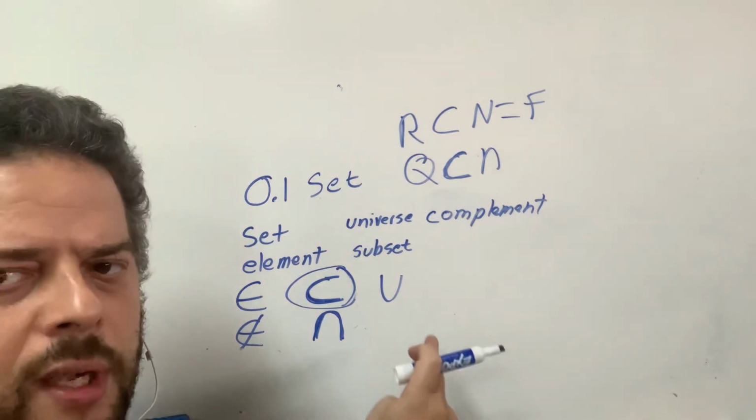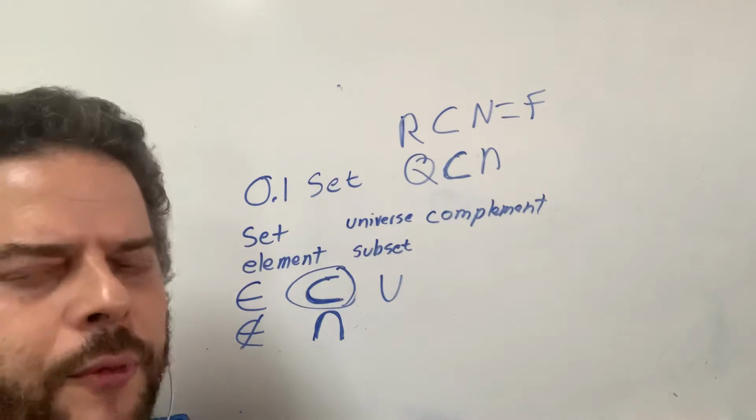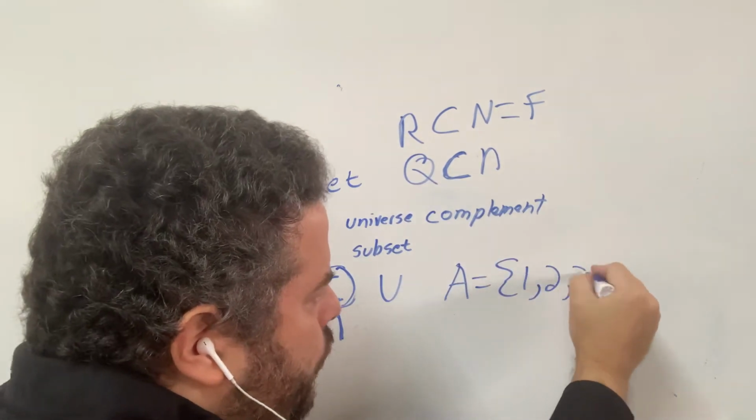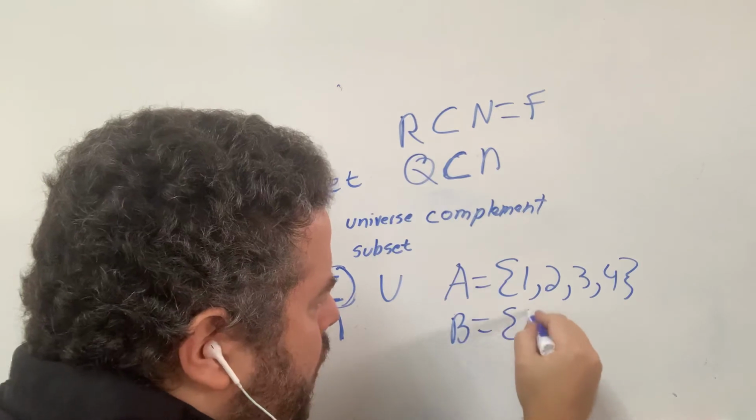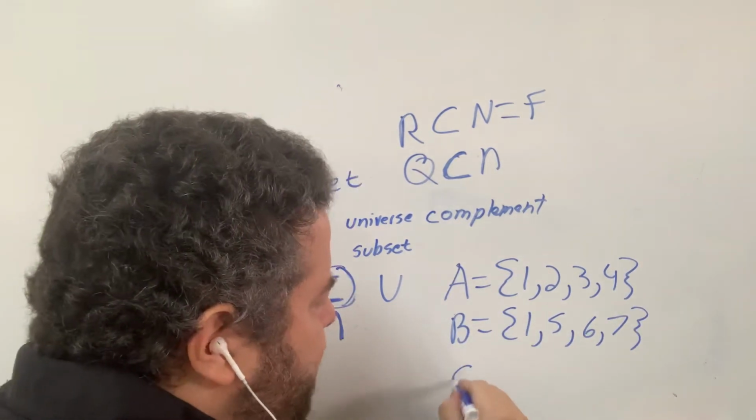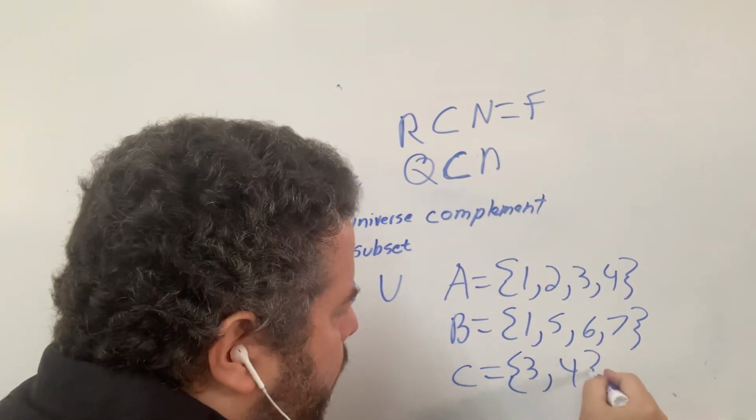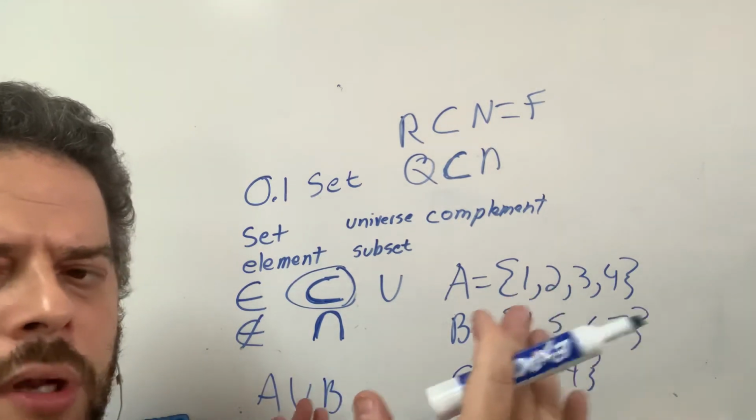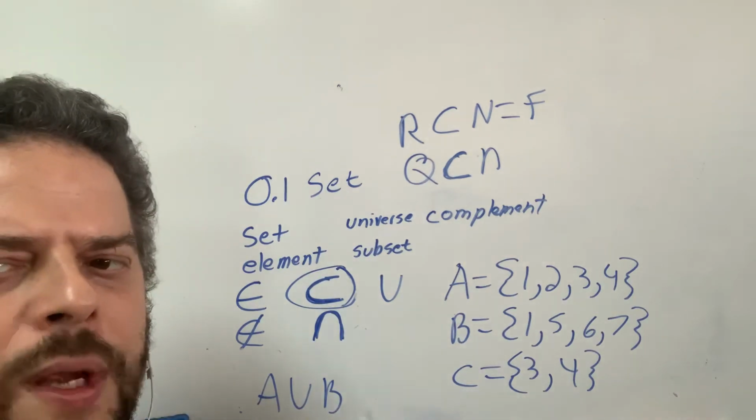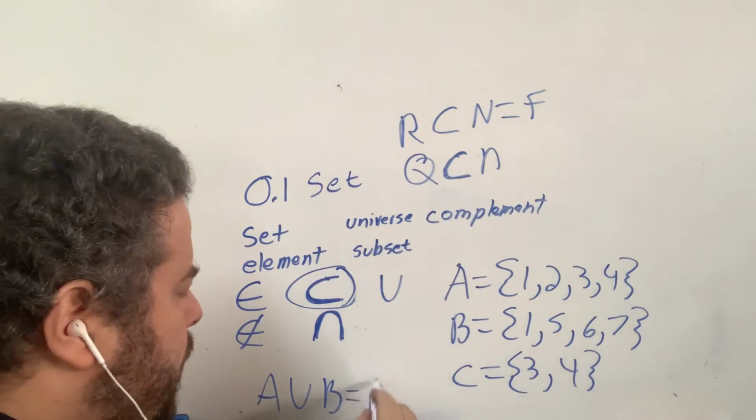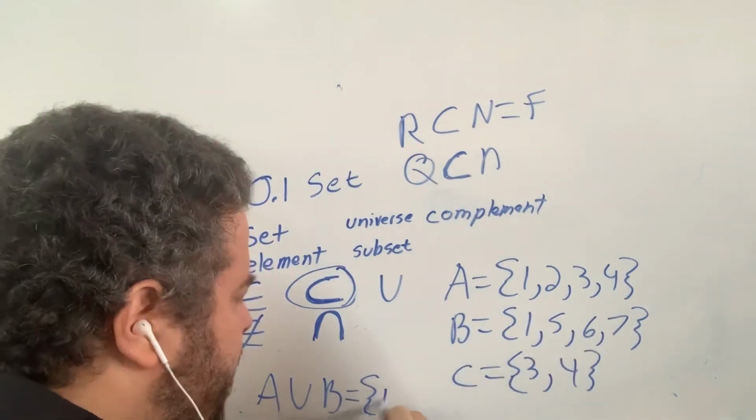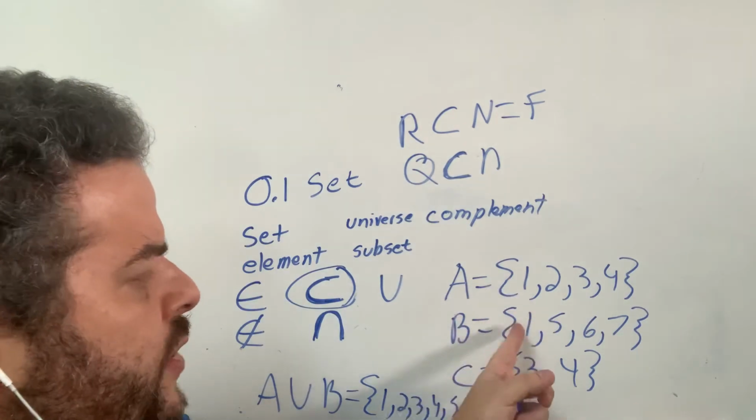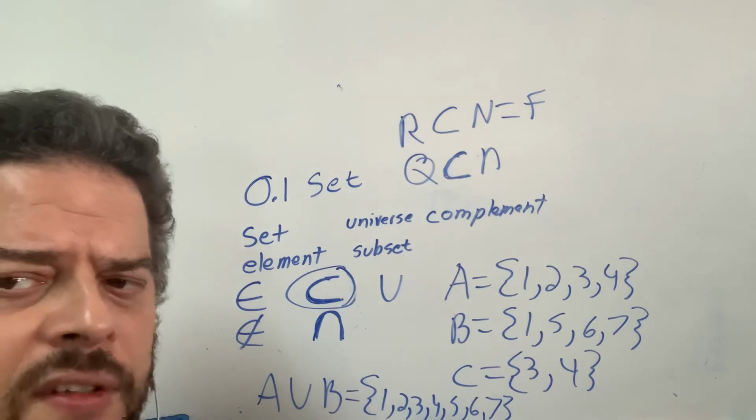Union is simple. You can use this symbol that looks like a capital U, but it's not really a capital U, it's just union. Say, for example, I have set A: 1, 2, 3, 4. I have set B: 1, 5, 6, 7. I have set C: 3 and 4. If I say, for example, A union B, all you have to do is put all the elements together, but you do not repeat values. For example, the set A union B would be 1, 2, 3, 4, 5, 6, 7. You do not repeat number 1, even though they both have number 1.